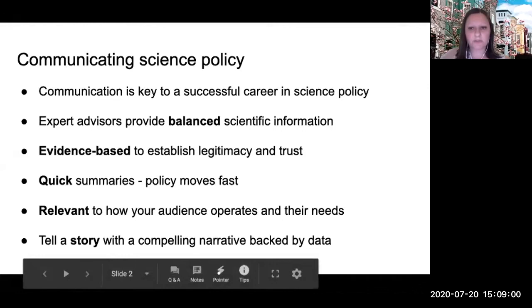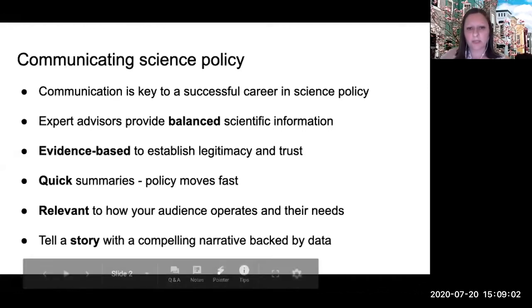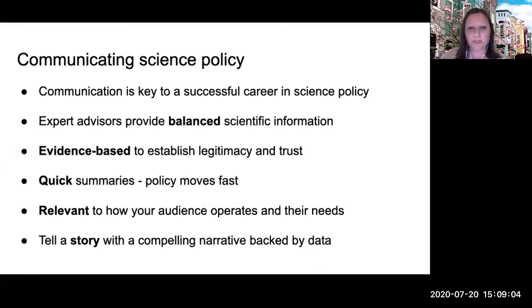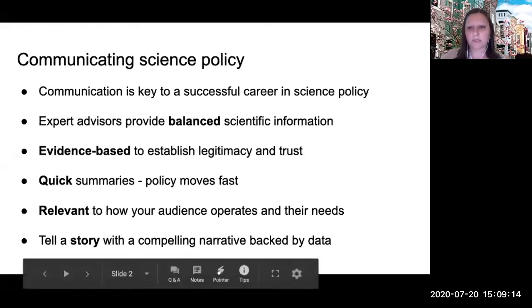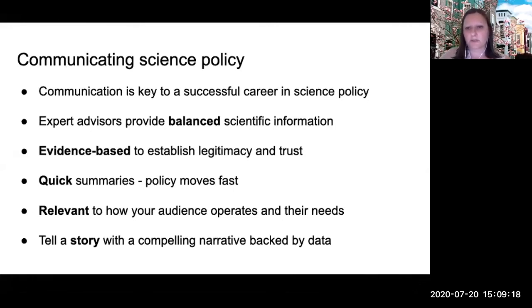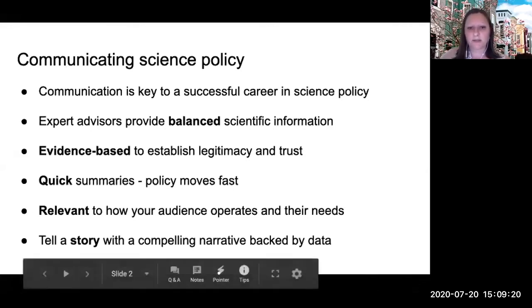In addition to being able to quickly come up with information, you should also be writing something that's relevant to how your audience operates and what their needs are. And this depends on who it is and what setting they work in and how they think about that particular policy. And also it should tell a story with a compelling narrative that is also backed by data. So it's important that it's evidence-based, but also needs to flow into a nice story.